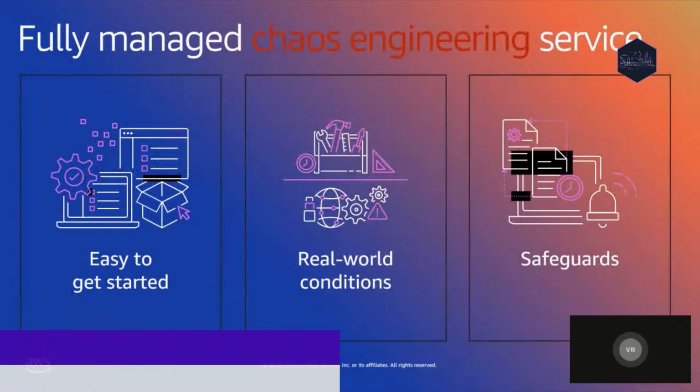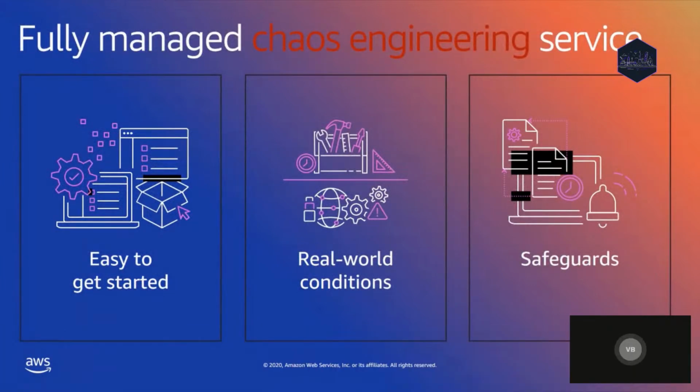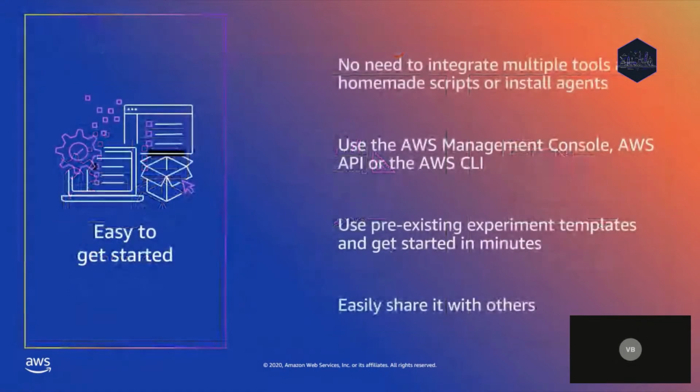Like I already said, it's a fully managed chaos engineering service. It provides you with three things as highlights. It's easy for you to get started. You can do real world conditions, and it provides you with safeguards. When I said easy for you to get started, what that means is I talked about why is chaos engineering hard, and I said you have to string together all these scripts and all these other homemade tools. You don't need to do that, and you don't need to worry about installing agents. You use the AWS management console to get started, or you use an AWS API or the AWS CLI.